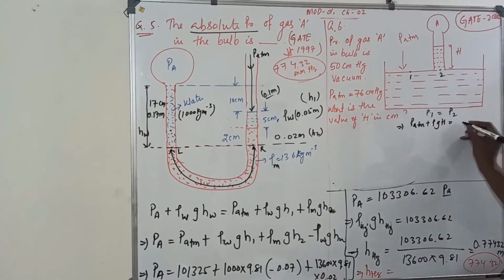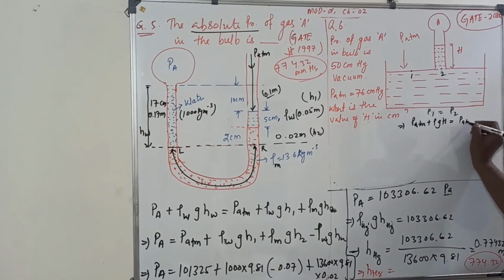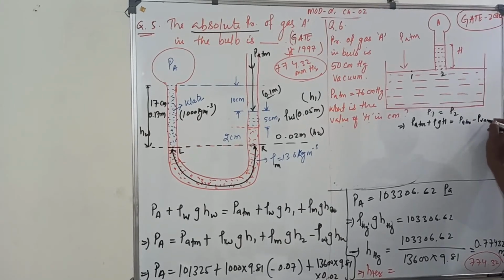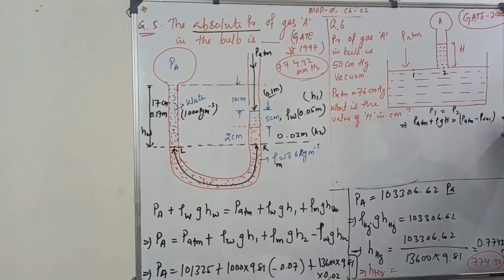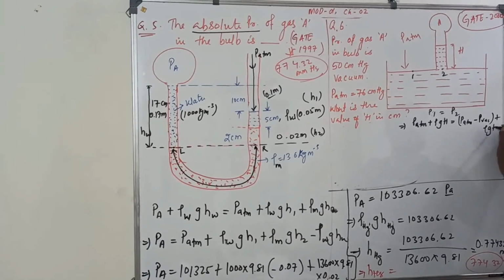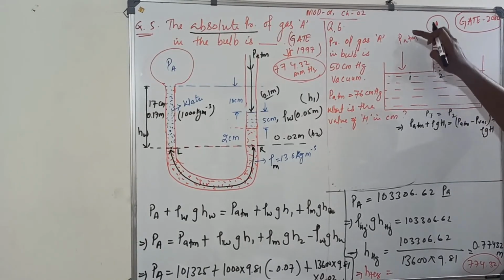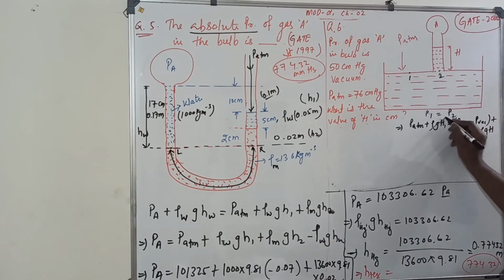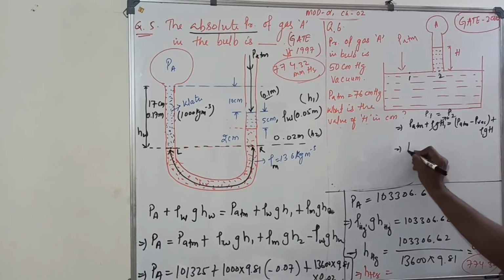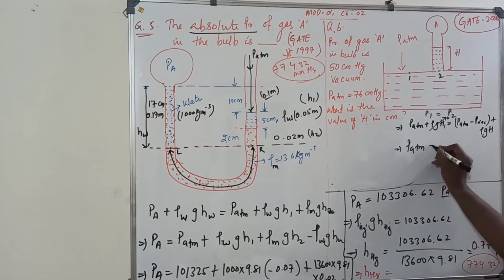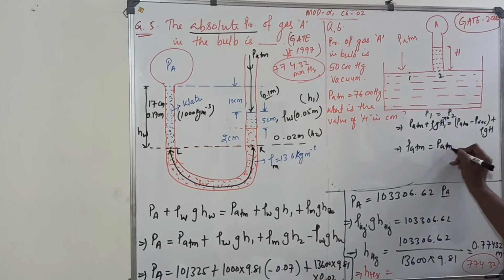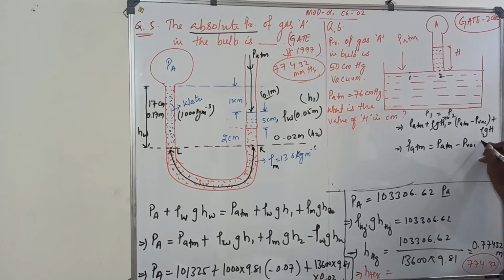So write that in terms of absolute. What will you get? PATM minus P vacuum plus this height, rho G H. Here let us write H1. Any height here? Nothing. This is open to atmosphere, so this is 0. So you got PATM equals PATM minus P vacuum plus rho G H.